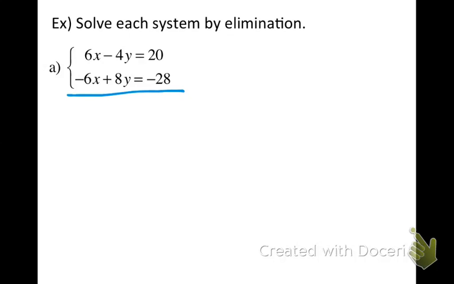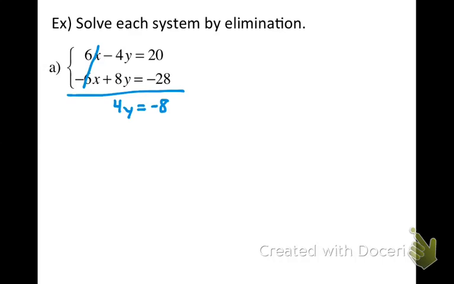When you add the left sides together, 6x plus negative 6x is 0, right? So those cancel, which is important to what we're trying to accomplish here. And negative 4y plus 8y is 4y. So we've added the left sides together. Now we're going to add the right sides together. 20 plus negative 28 is negative 8. And it's guaranteed that these two new values are equal because we took this first equation and we added equal values to either side.